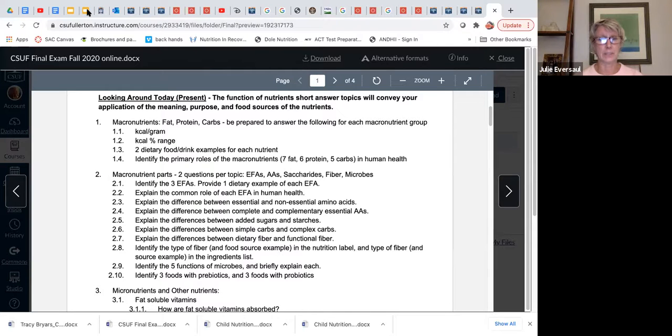Let's see, 2.9, identify the 5 functions of microbes and briefly explain each. Microbes have 5 primary roles. That list is growing every day, like serotonin, but we want to know what those 5 basic functions are for human life because they are profound in our health and well-being. Okay, sorry, I had a freak out moment because I teach another class at 5:30.